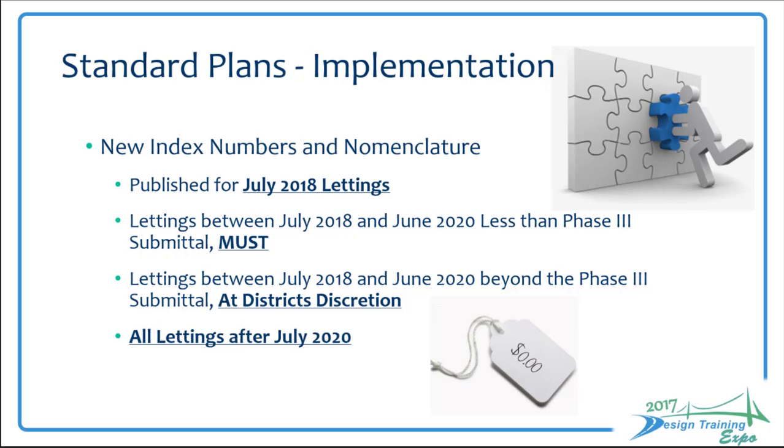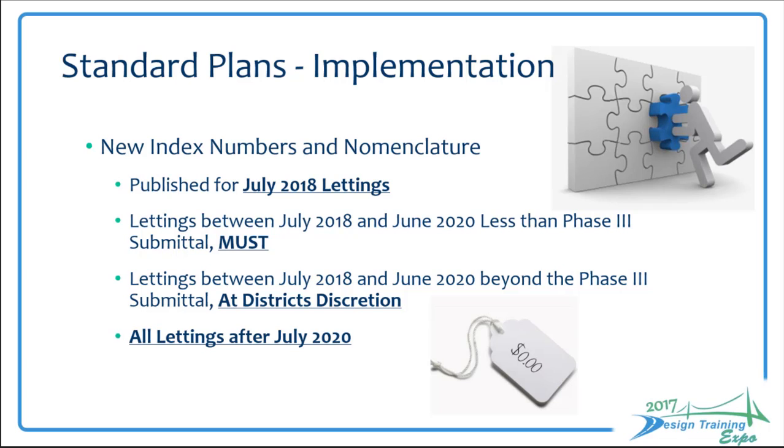So for lettings between July 2018 and June 2020, any plans that are less than the phase 3 submittal must be updated to include the new standard plans numbers and nomenclature. For lettings between July 2018 and June 2020, which are already beyond the phase 3 submittal, we're going to leave those up to the district's discretion.